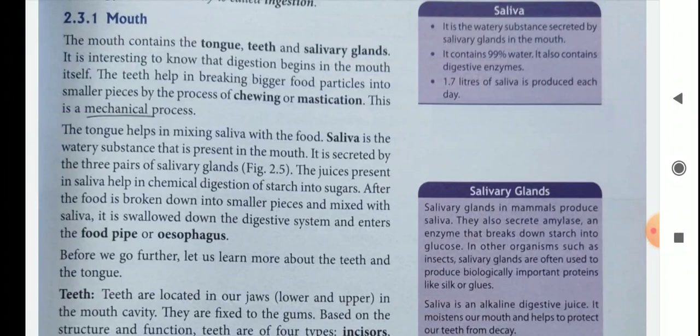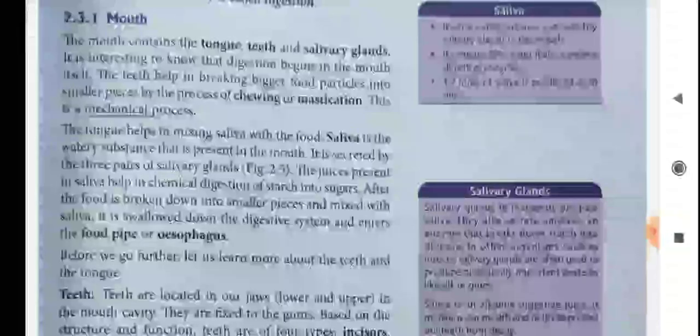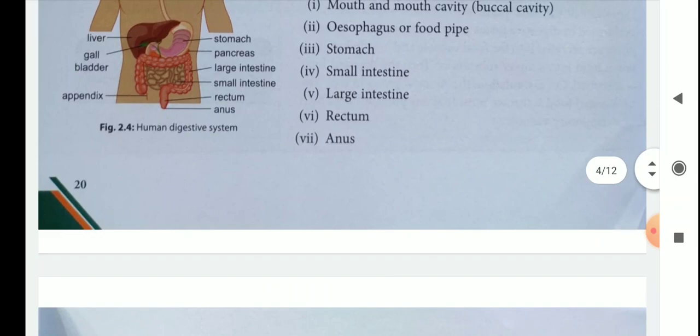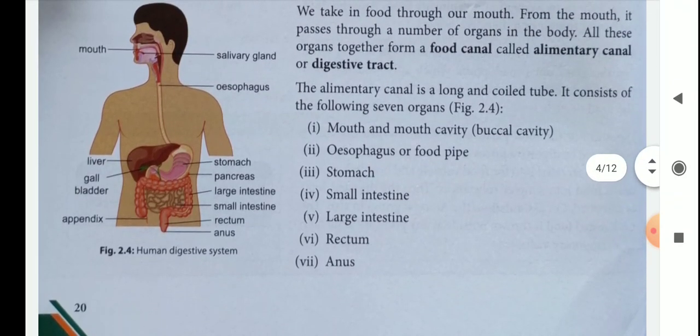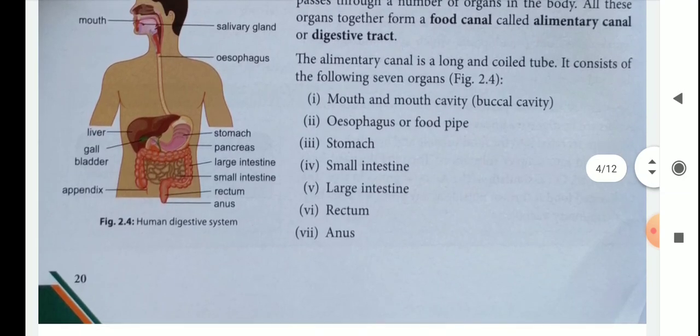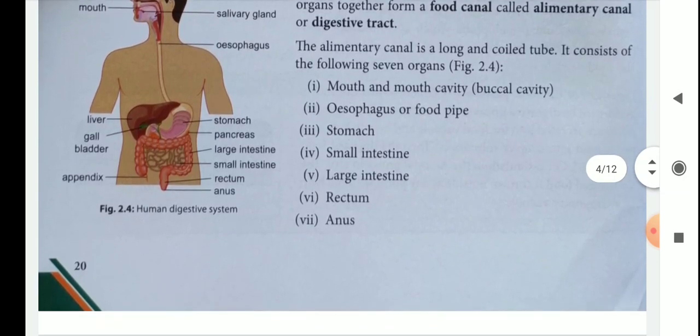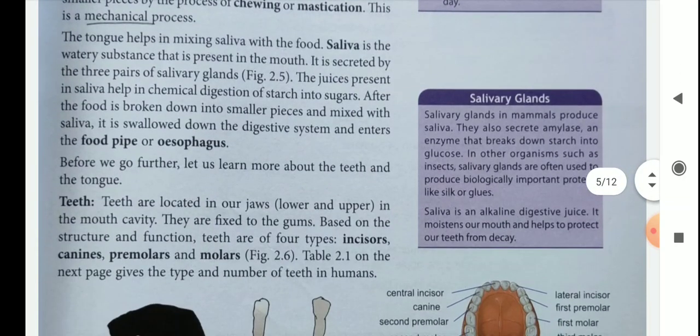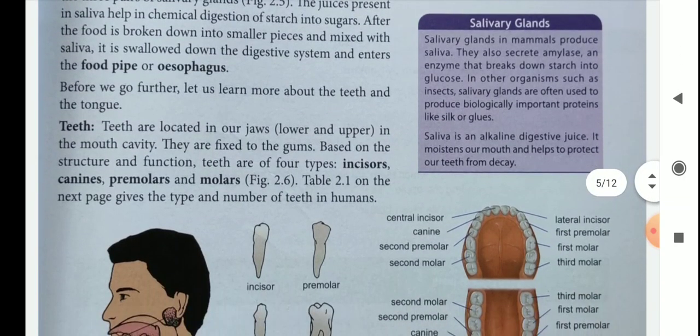After the food is broken down into smaller pieces and mixed with saliva, it is swallowed down the digestive system and enters the food pipe or esophagus. Okay, here we see in the figure, from the mouth through the esophagus, food particles reach onward. Okay. Before we go further, let us learn more about the teeth and the tongue.